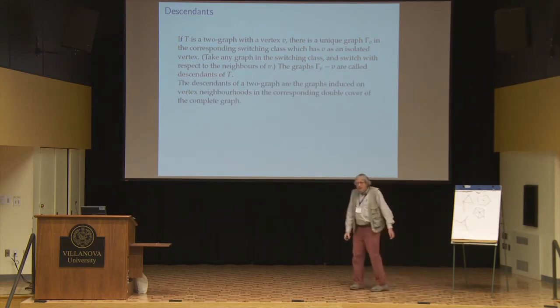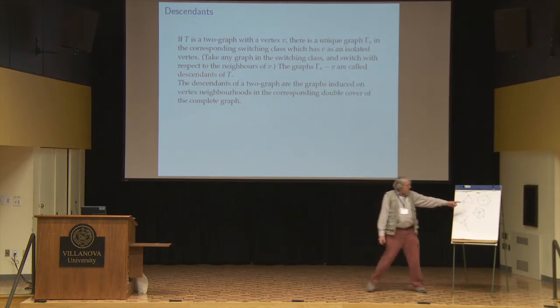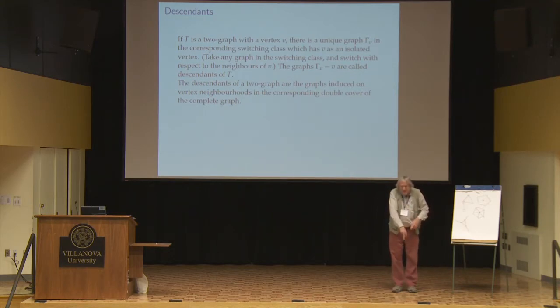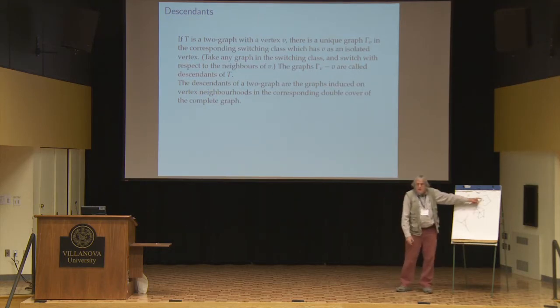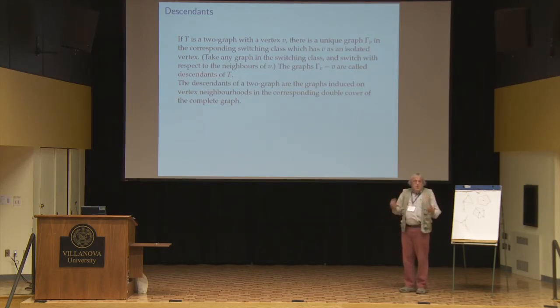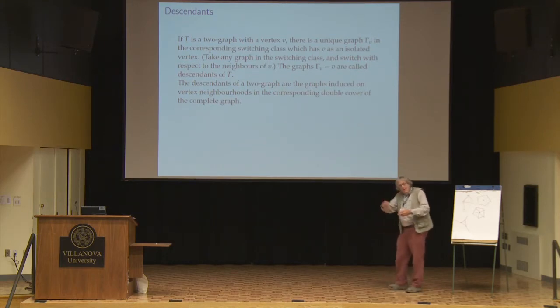Another way of looking at them is, sorry, this is the picture you would get by taking the icosahedron and looking down a diagonal. But if you were to instead look at the top point and the neighbors of the bottom point, you would see this guy here. So you can find this in the skeleton of the icosahedron, which is the double cover of the complete graph associated to the two graph. What you do is arrange, remember, to get a graph in the switching class, I take one out of each pair. So I take the one that I want to be isolated, and I pick out of each other point the one that isn't joined to it, then it'll be isolated.